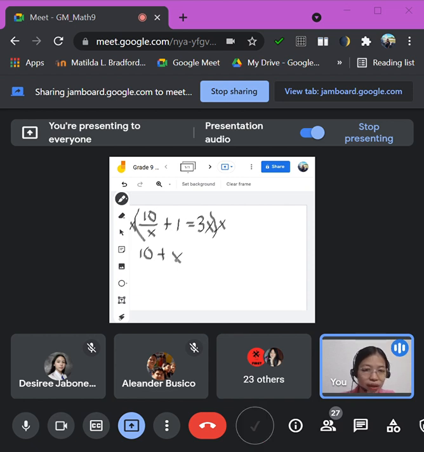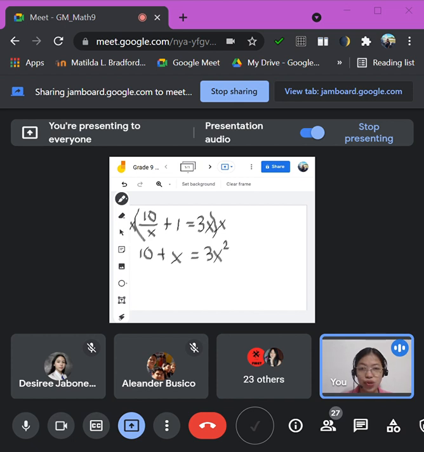And then on the right side, we have 3x times x, that is 3x squared. Very good. So now we have a chance for this to be quadratic, because it has an x squared part. What we did was multiply both sides by x and apply the distributive property. Next, we are going to transpose and then equate this to 0.